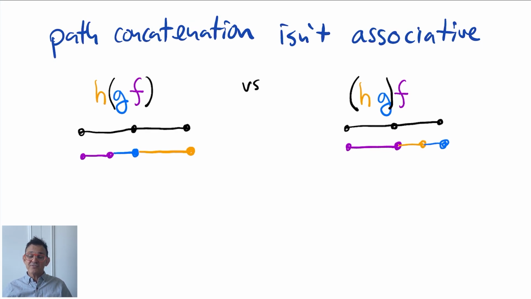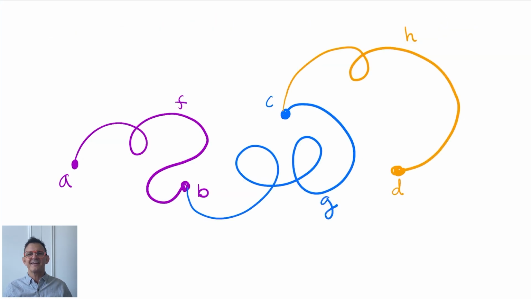So the images of the paths h concatenated with gf and hg concatenated with f are the same, but as functions from the unit interval into the space, they are distinct functions. I'll return to this later.